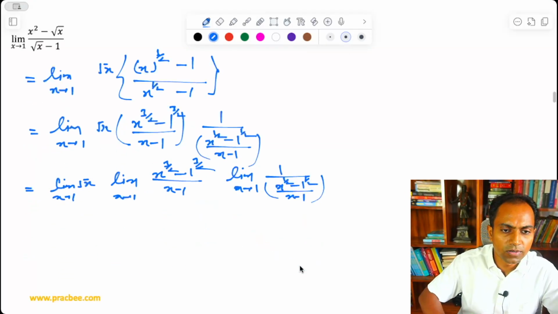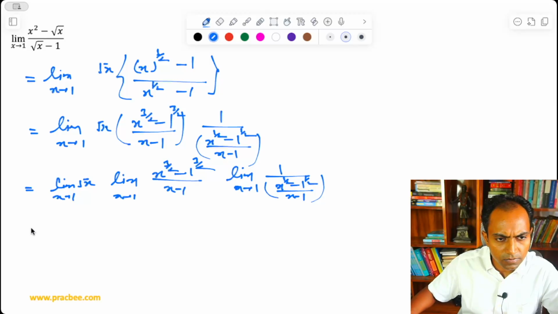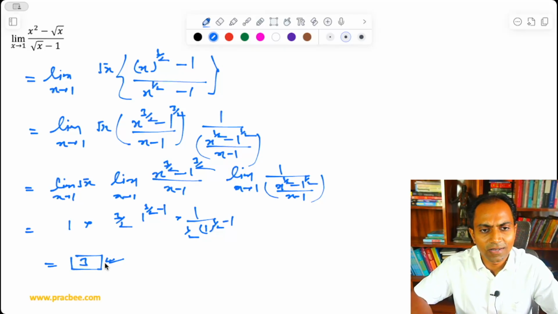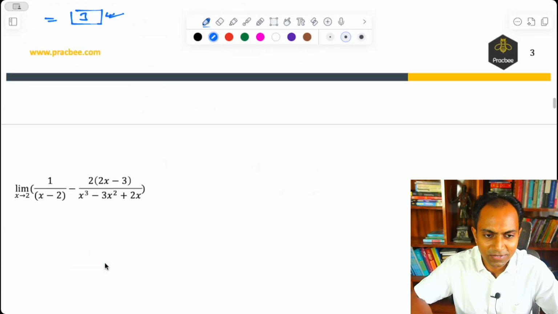Now once we do it, what is going to happen? This limit is going to become 1. This is going to be 3 by 2, 1 raised to the power 3 by 2 minus 1. And this will become 1 upon 1 by 2 into 1 raised to the power 1 by 2 minus 1. Powers of 1 do not matter. So answer comes out to be 3. You can see that it is a simple idea of standard limits.